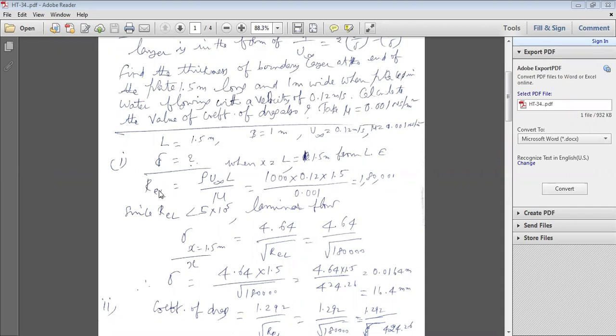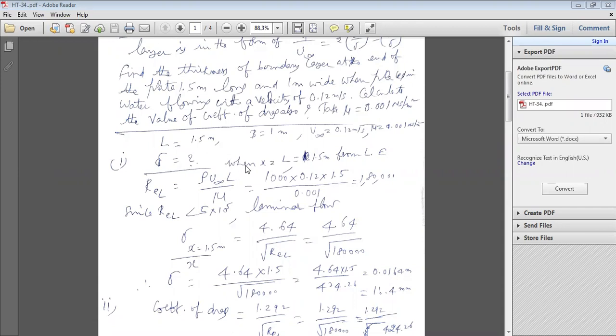So Reynolds number REL is equal to rho into U free stream into L by mu. That is equal to rho, the density of water. What is the density of water? That is 1000, into U free stream, the velocity of the fluid, 0.12, into what is the x value at which you are supposed to calculate the boundary layer thickness delta?